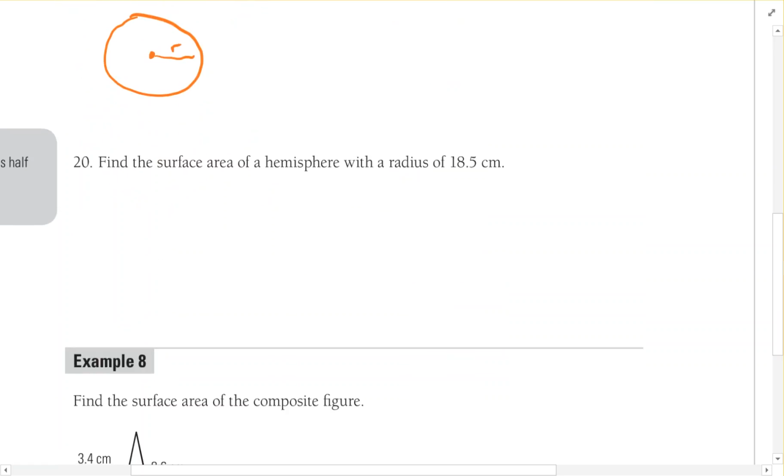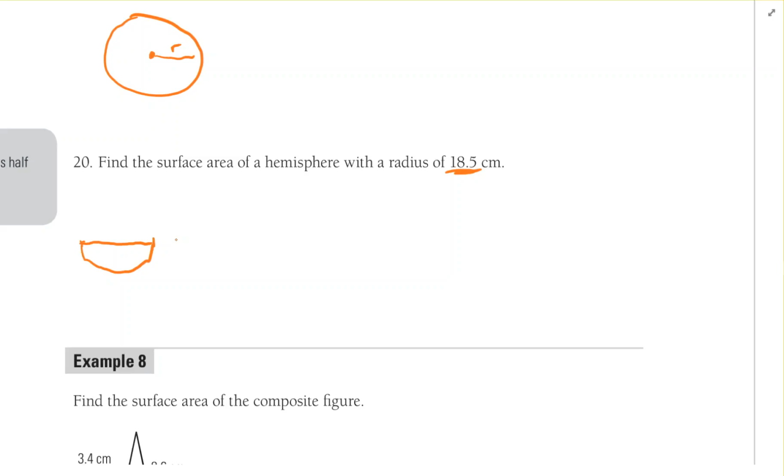All right, 20. Find the surface area of a hemisphere with a radius of this. So a hemisphere, if I could draw it in three dimensions, is just half of a sphere. So if you took a sphere and cut it in two, you'd end up with a hemisphere, right? You can also think of the Earth as split up into hemispheres. There's the northern hemisphere and the southern hemisphere. It's like you're just cutting the Earth into two different parts.